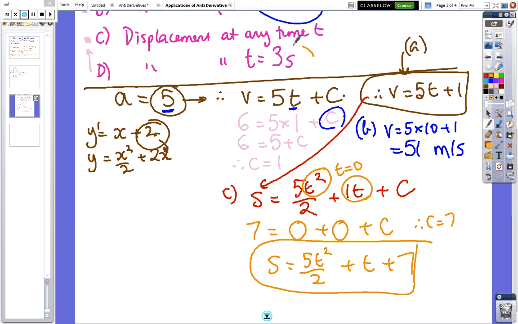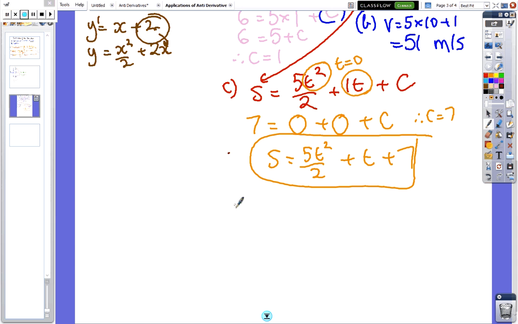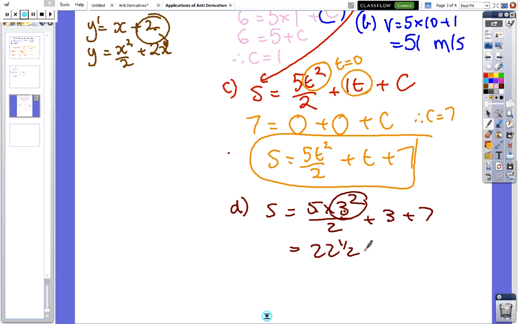To finish it off, we use the last part, which is t equals 3. That's the answer to C, and then in D, S equals 5 times 3 squared over 2 plus 3 plus 7. 9 fives are 45, over 2 is 22.5, plus 10. So its position at 3 seconds is 32.5 meters from the origin. Wherever the origin is, the particle is 32.5 meters from it.